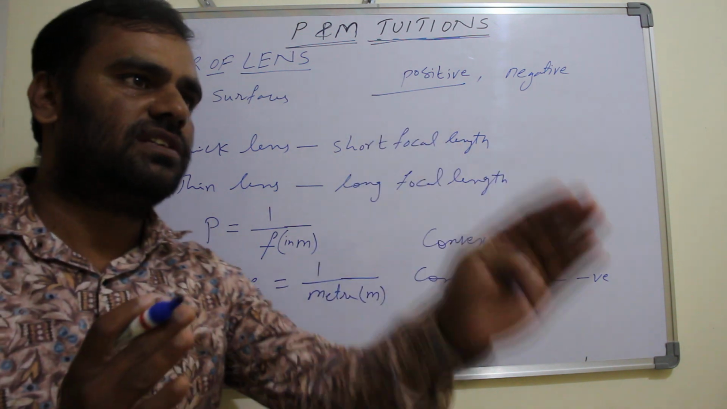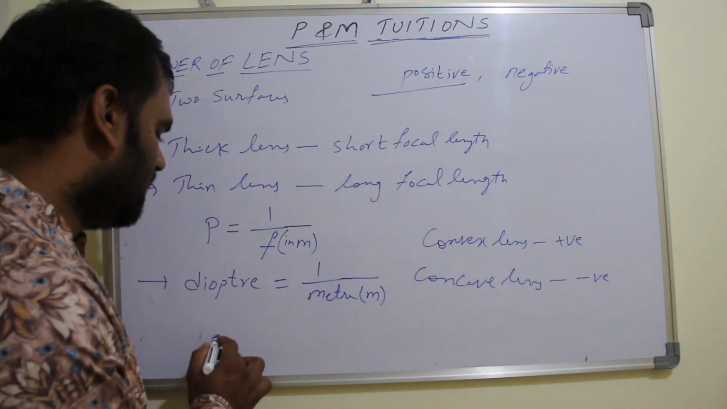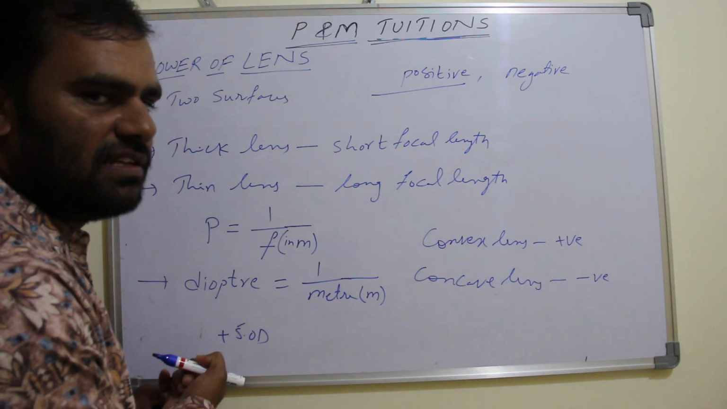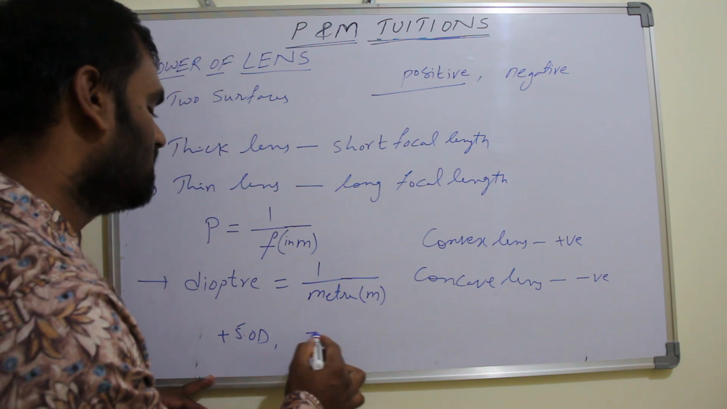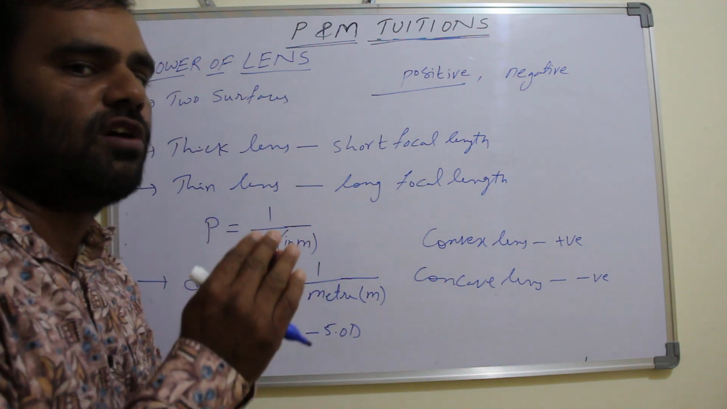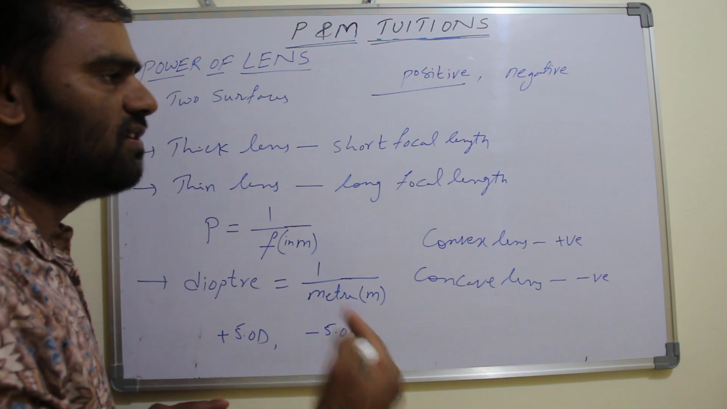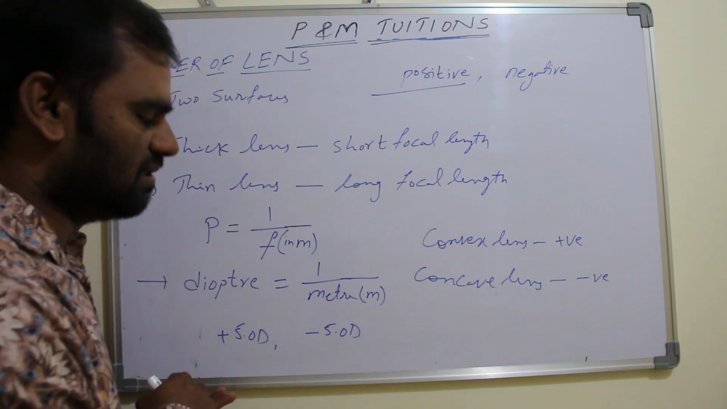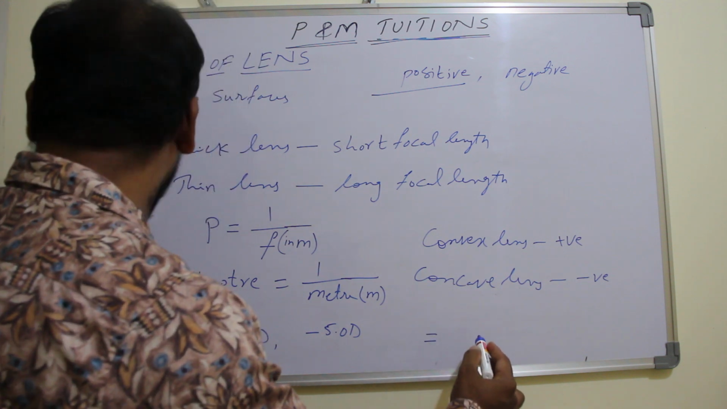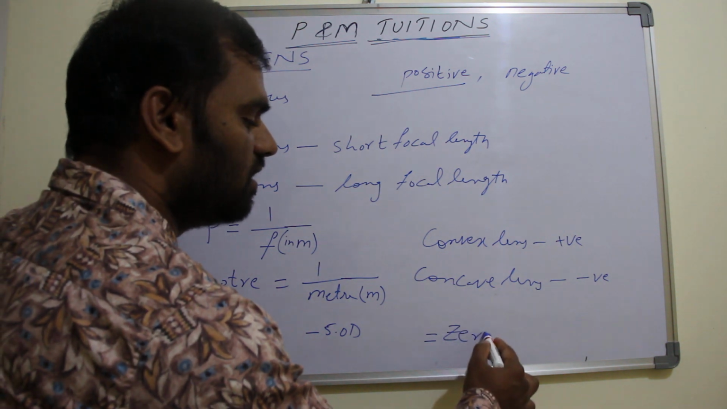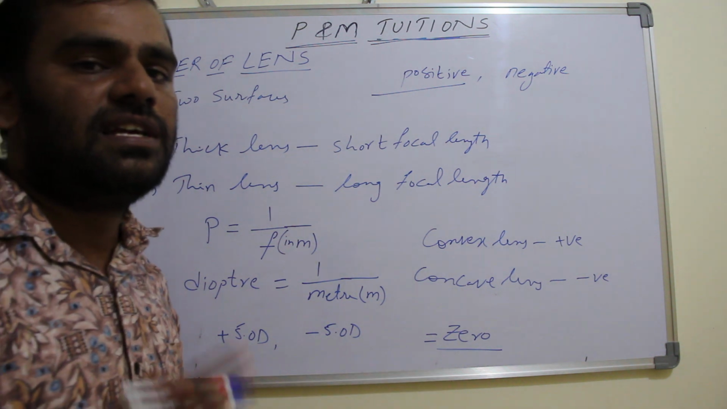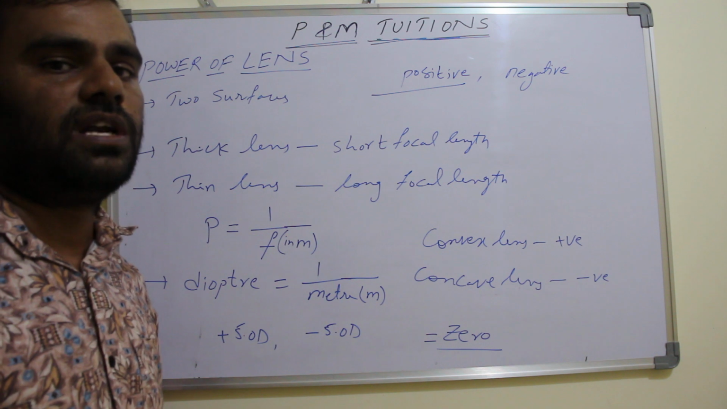What if you combine two lenses, one concave and one convex? Suppose the power of the convex lens is plus 5.0 D and the power of the concave lens is minus 5.0 D. To find the power of this combination, you have to add the powers of the two lenses: plus 5 and minus 5. You get a power of 0. When power becomes 0, the lens behaves as plain glass.